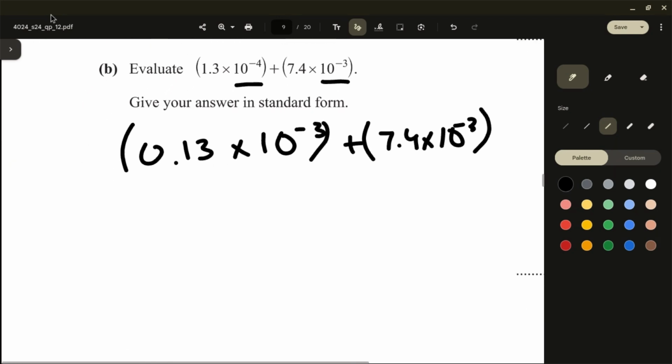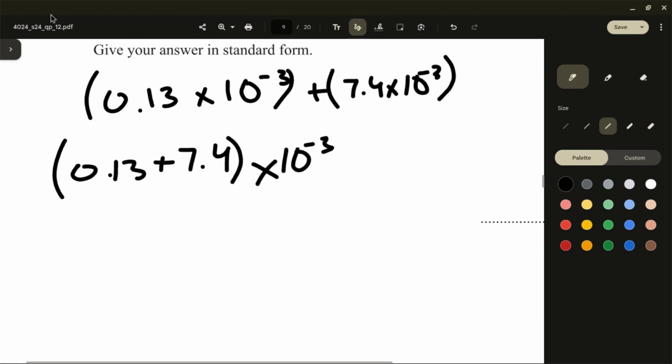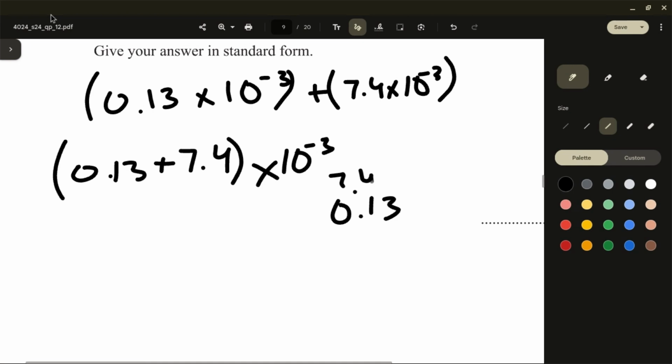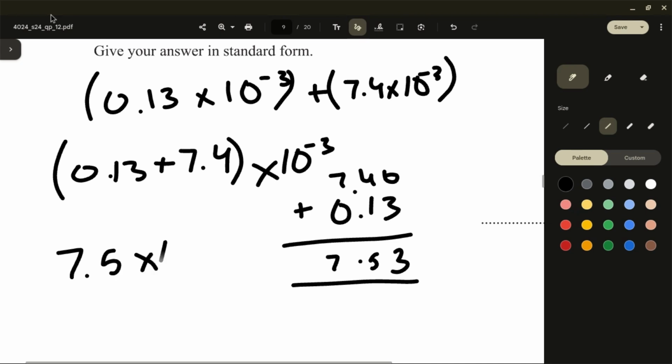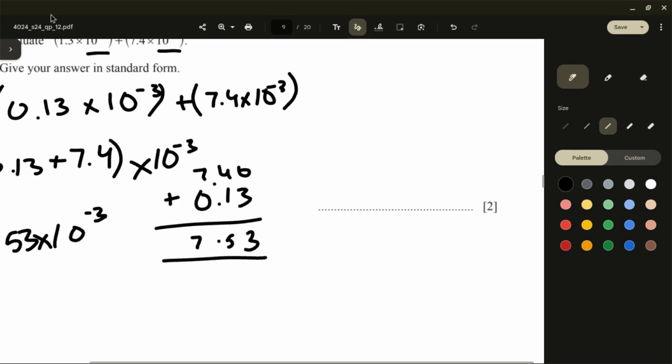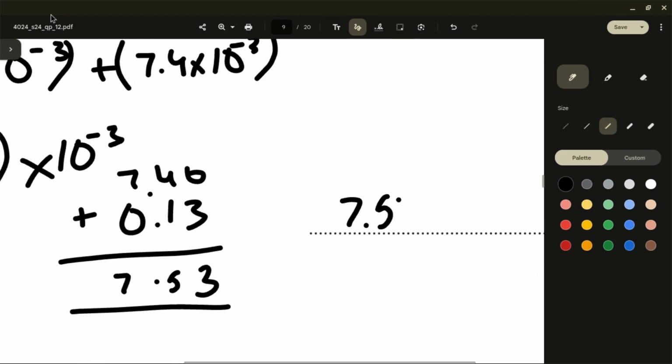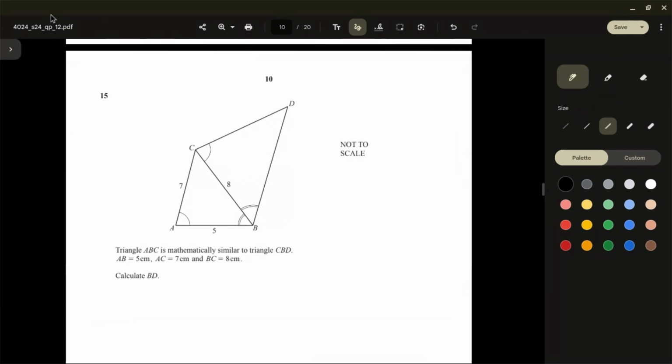Okay, now adding them together, taking 10 to the power -3 separately, like 0.13 plus 7.4 multiplied by 10 to the power -3. When we add them together, 0.13 and 7.40: 0 plus 3 is 3, 4 plus 1 is 5, and the point will be carried down, and 7.53. So the answer will be 7.53 multiplied by 10 to the power -3. So your answer is 7.53 multiplied by 10 to the power -3. Okay, moving on to the next question.